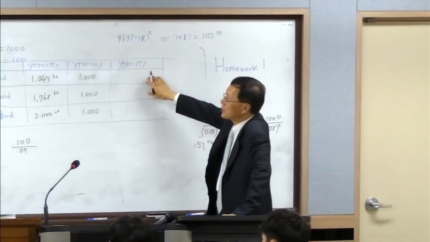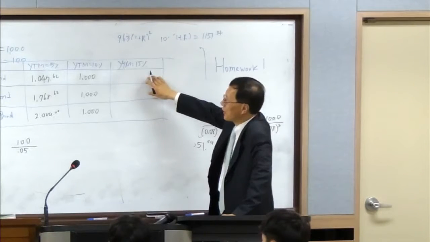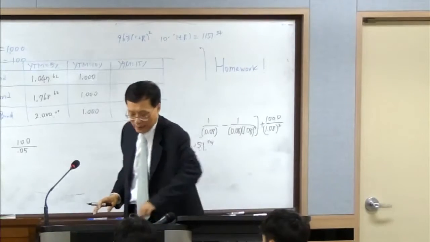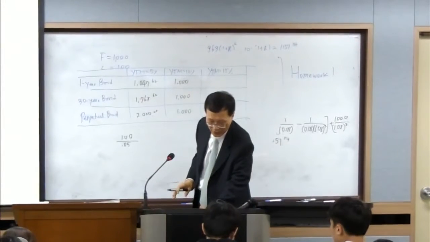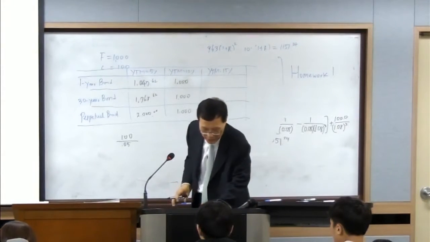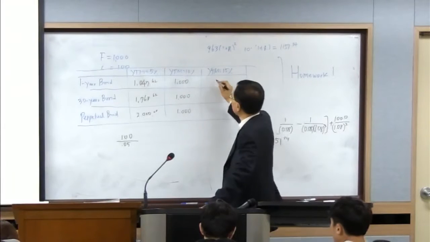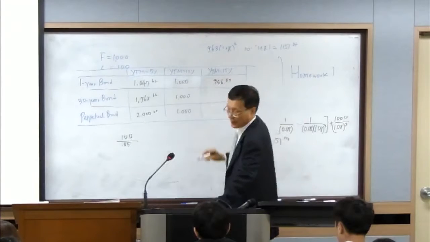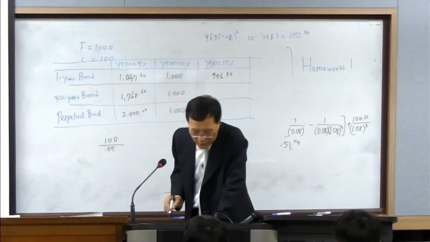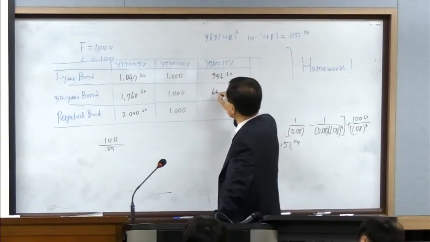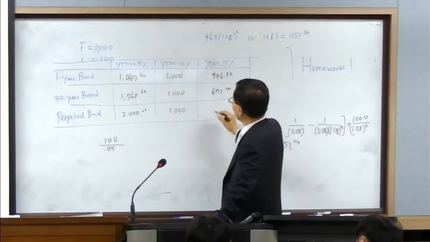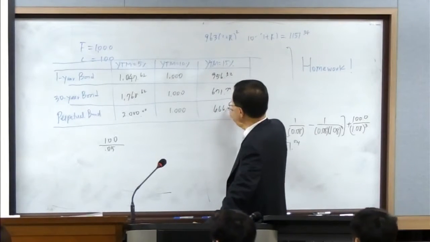If yield to maturity is 15%, then bonds should be selling at a discount. And the price for the 1-year bond is 956.52. And for the 30-year bond, 671.70. And for the perpetual bond, 666.